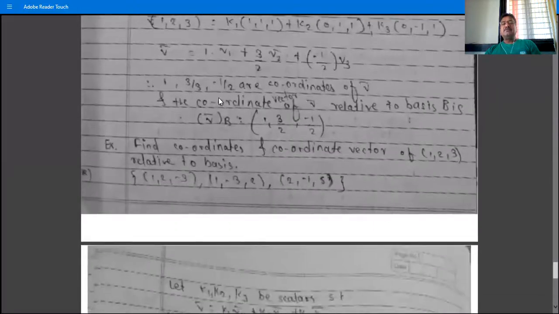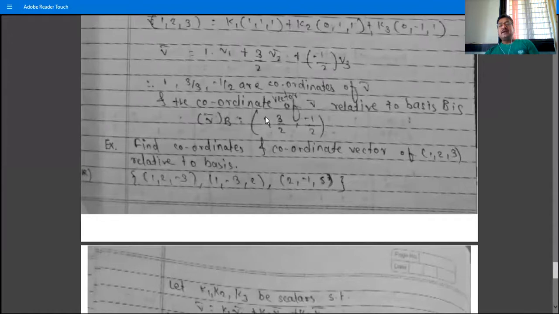So we find the values of k1, k2, k3, and I think the values are 1, 3/2 and -1/2. These are the values of k1, k2, k3. So 1, 3/2 and -1/2 are the coordinates of v bar, and the coordinate vector of v bar relative to the basis B is what? (v bar) at the bottom B is equal to (1, 3/2, -1/2).